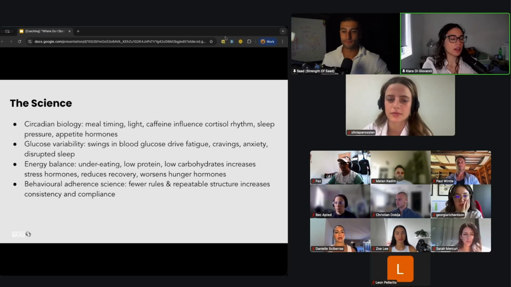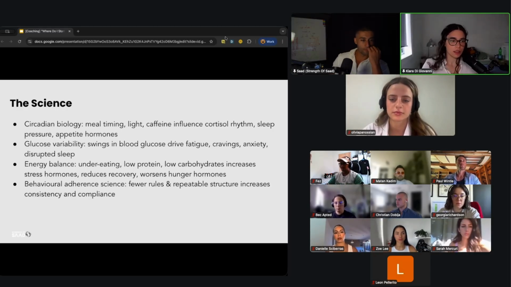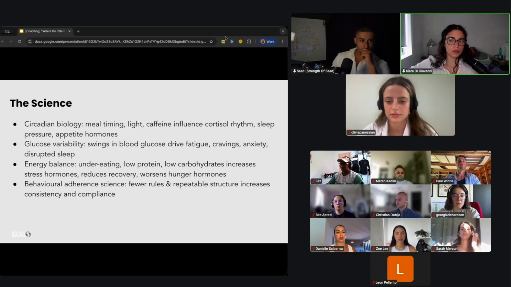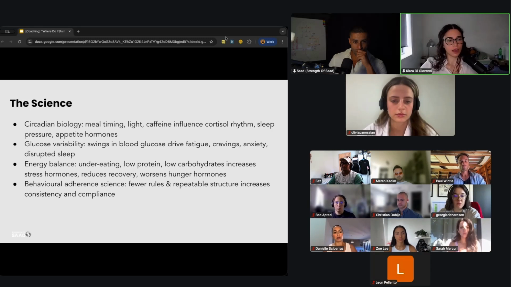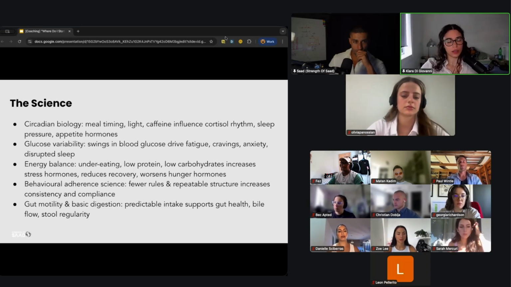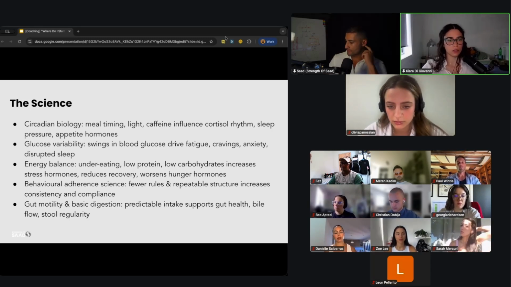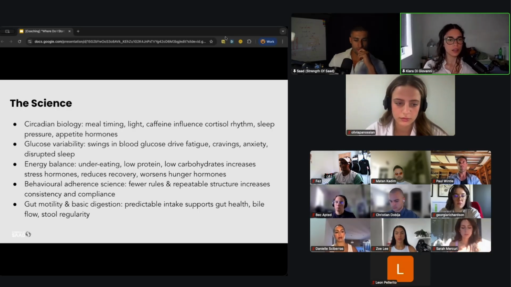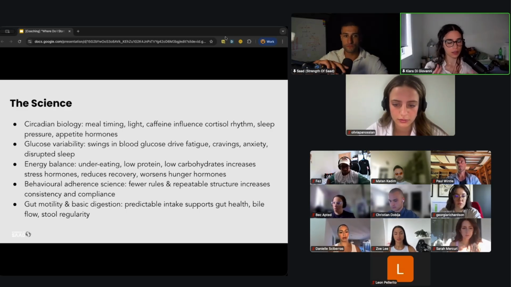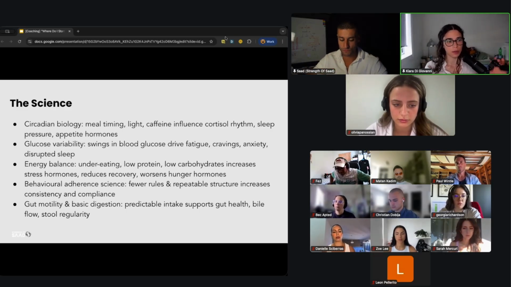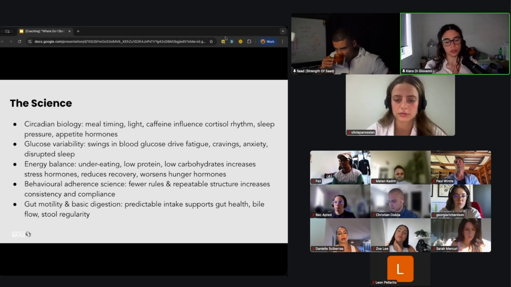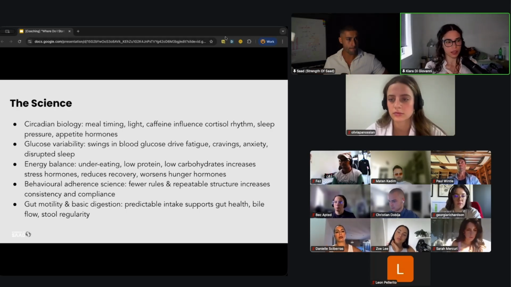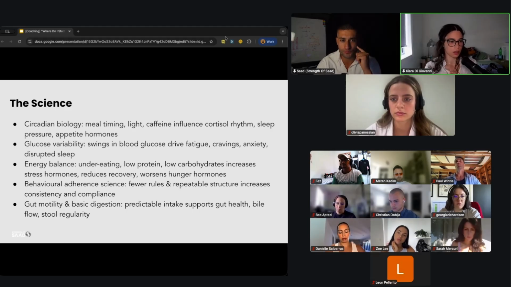Okay, so energy balance is also going to come into play here. Under eating is a massive problem. Adherence too. If we give our clients fewer rules and more of a repeatable structure and framework, it's more likely to increase consistency and compliance, and they're probably more in a space to receive that now too. And then we just want to do some really simple, basic things to support digestion and gut motility too.